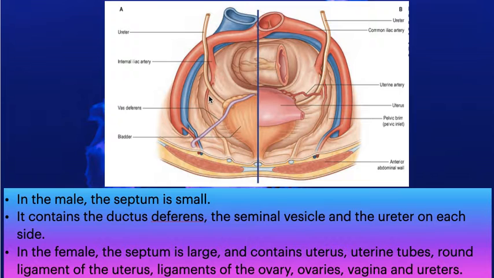In males, the septum is small and contains the ductus deferens, the seminal vesicle, and the ureter on each side. In the female, this septum is large and it contains the uterus, the uterine tube, the round ligament of the uterus, the ligament of the ovary, the ovaries, the vagina, and the ureter.